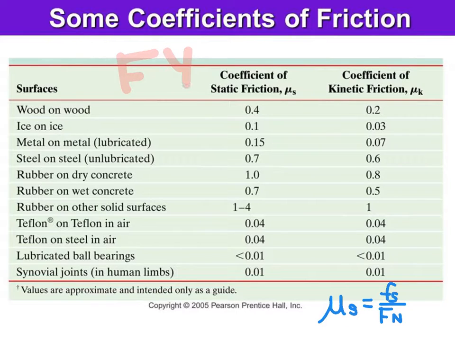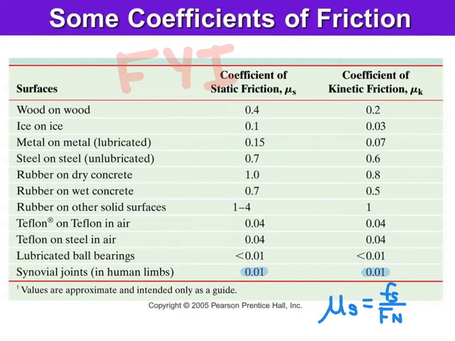You'll either be given them, or have to derive them, or probably won't ever see them again. But it effectively tells us how things relate to each other. So something like in human limbs, our human limbs have almost no friction in them. So that 0.01 tells us there's no friction.